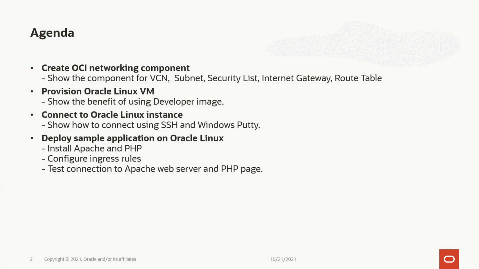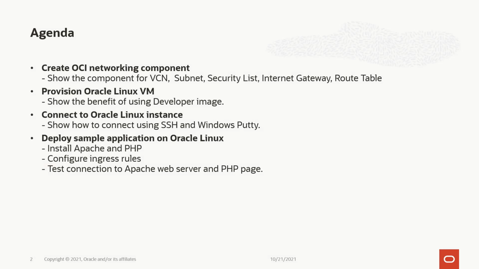We will start with the OCI networking component. Before we start deploying the server, we need to understand some of the basic networking components so that you are able to spin up the server. Then once the server has been spun up, we'll show you how to connect through SSH, or another way is using Windows PuTTY if that's your flavor. And then we'll deploy a sample application. What I'm choosing today is Apache and PHP.